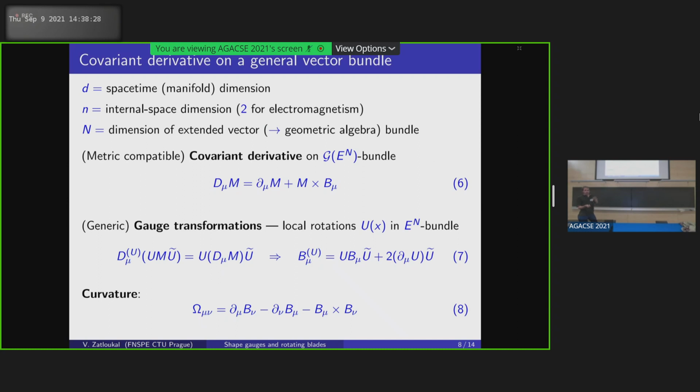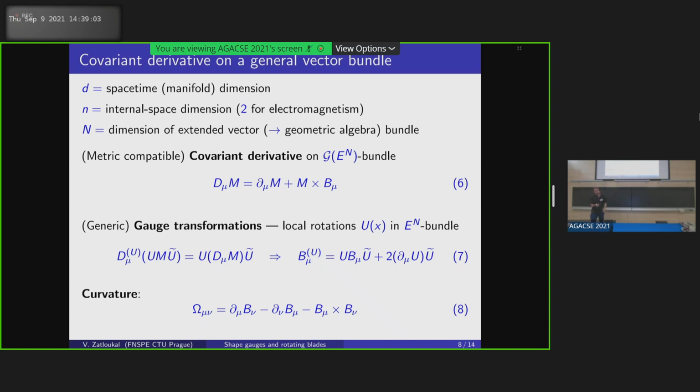So I will just state some facts for the big bundle in general. The important notion is the one of H transformations. These are local rotations in those big vector spaces, in those fibers E capital N. And one postulates that they should commute with the covariant derivative.